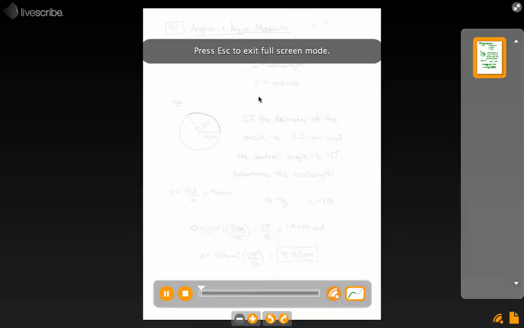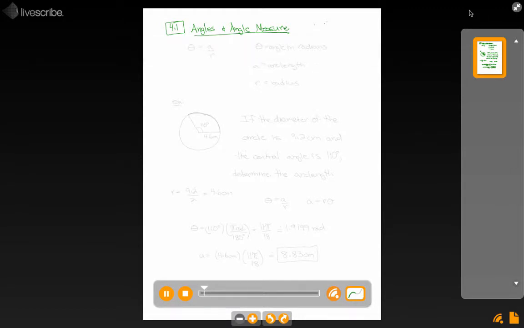This example comes out of section 4.1 of your book. This section is called Angles and Angle Measure, and one of the things in it is actually one of the first equations that comes off the Math 30 formula sheet, and that is that theta equals A over R. Theta is your angle in radians, A is an arc length on a circle, and R is the radius of the circle.